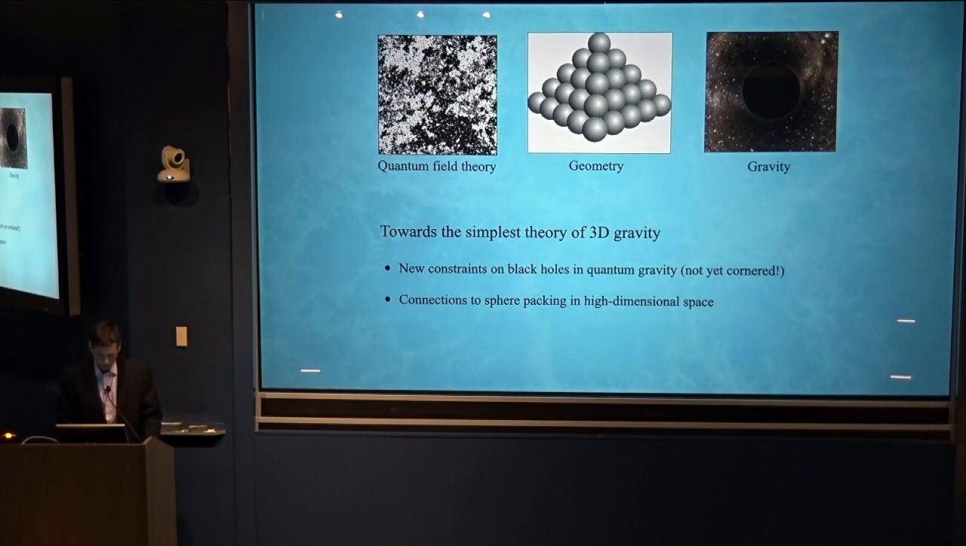And secondly, I've described connections to sphere packing in high-dimensional space, and these surprising relationships between the three subjects: conformal bootstrap, sphere packing in geometry, and black holes in gravity.